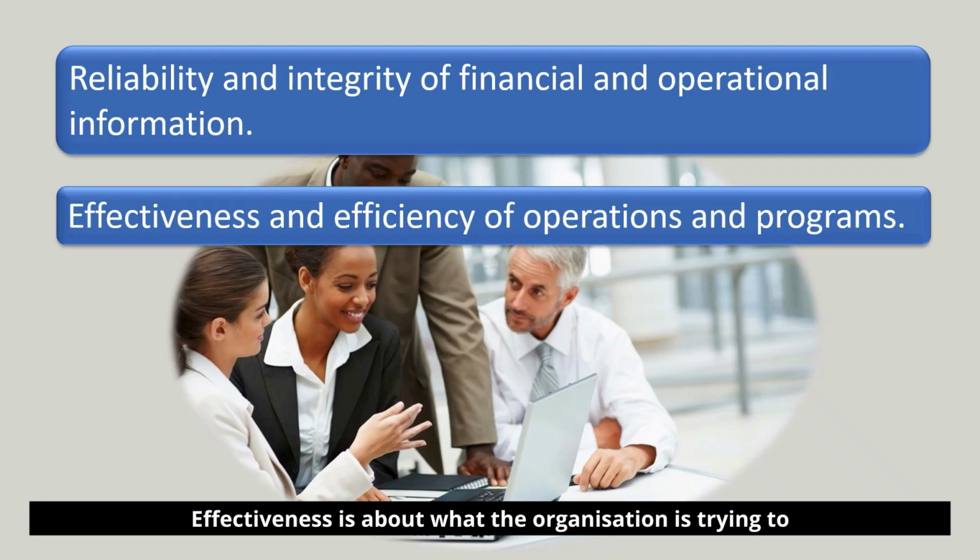Effectiveness is about what the organisation is trying to achieve. All audit effort will start with business aims and how we can add value to the way the organisation works to deliver the required outcomes, which is mainly about managing risk in the best way possible.